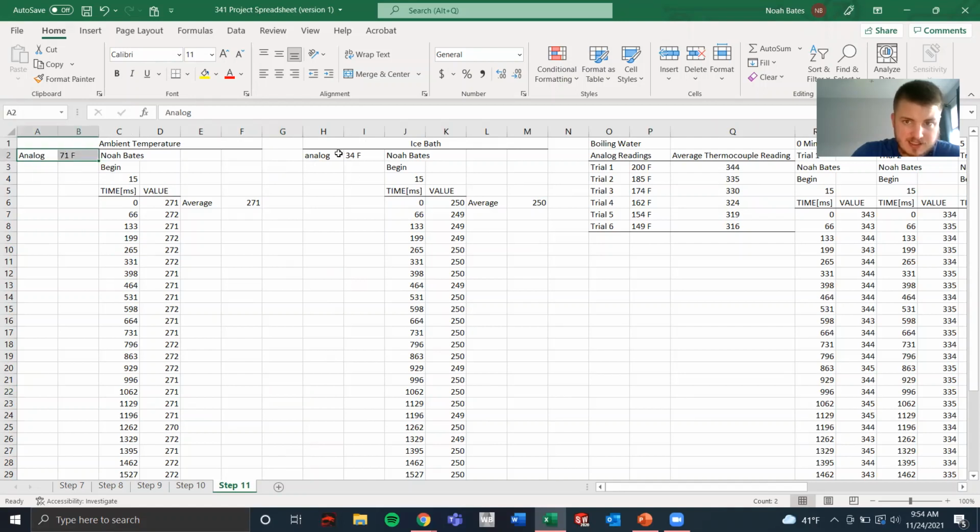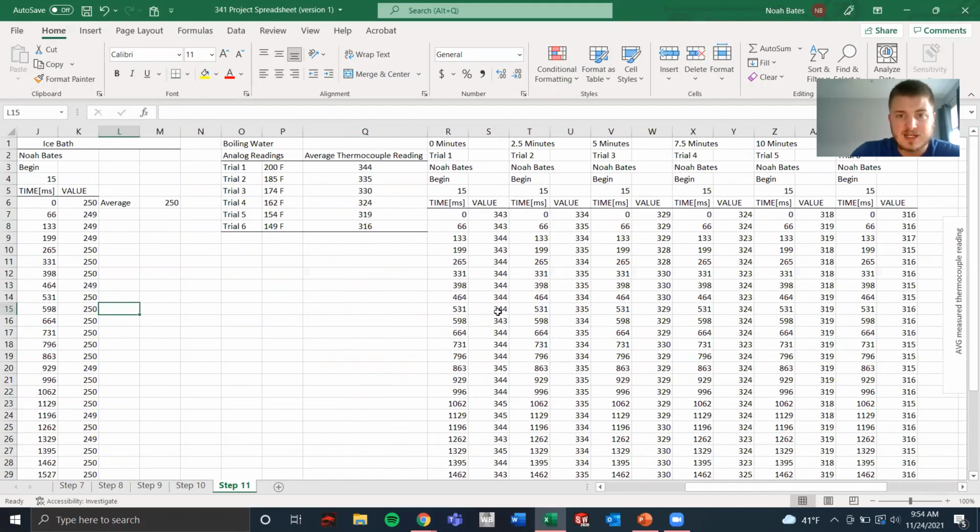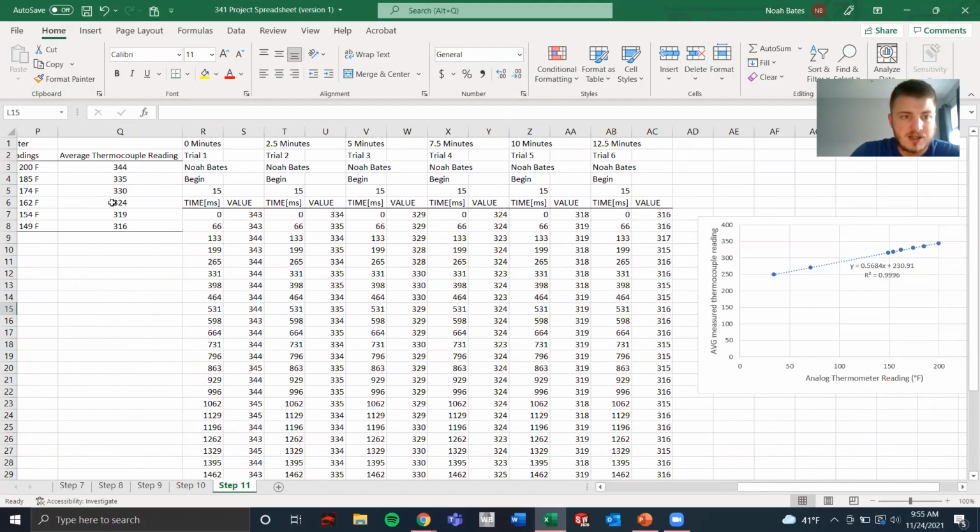We have our analog readings. And then we have our values from the microcontroller. Here's our average. I'll put it up at the top instead of at the bottom just so we can see it, so we don't have to scroll down. And then like I said, I did 6 trials for the boiling water. Here's the average reading from each of those trials. Again, I put it up here just so it's not at the bottom.